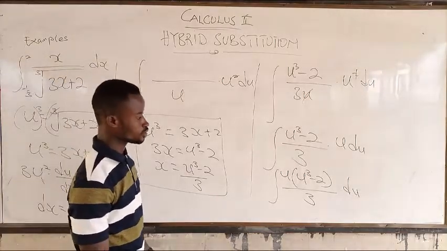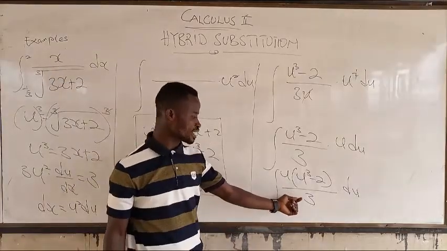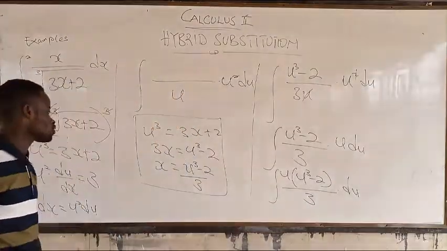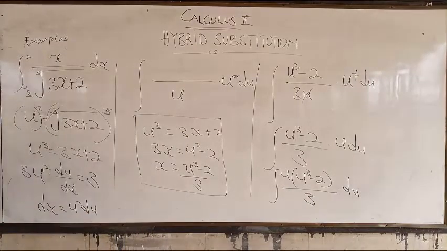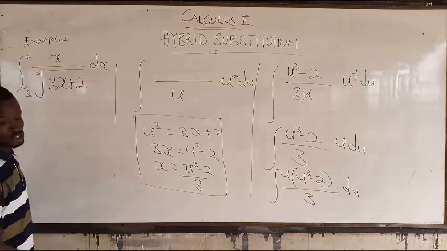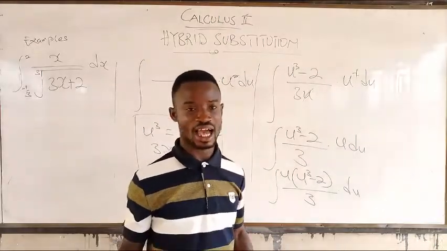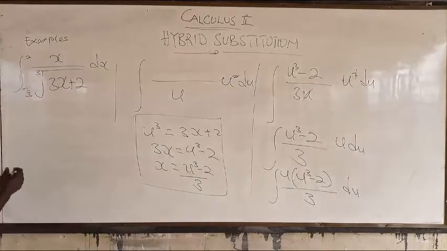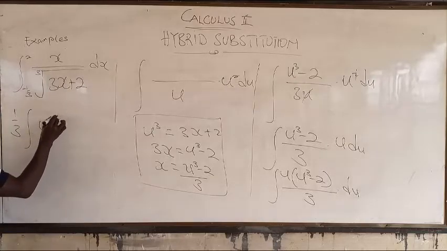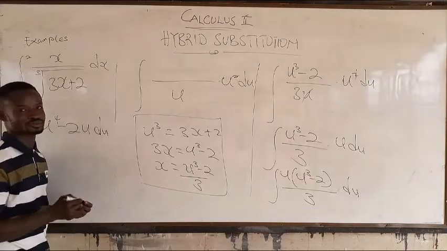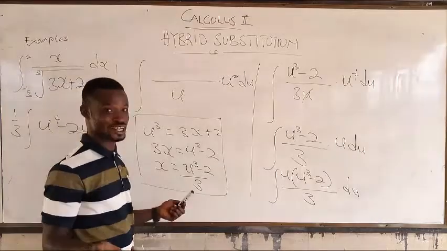Alright, we now move on. We have the constant to be 1 over 3, so we can pull that out. I would like to clean this part. You can pause the video and continue with it, then come back to check whether you are on the right path. So with 1 over 3 coming out, we are left with the integral of u to the power 4 minus 2u, du. Interesting.